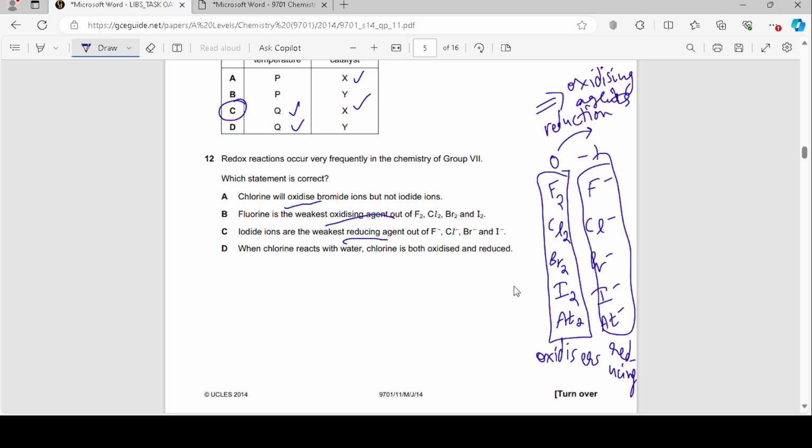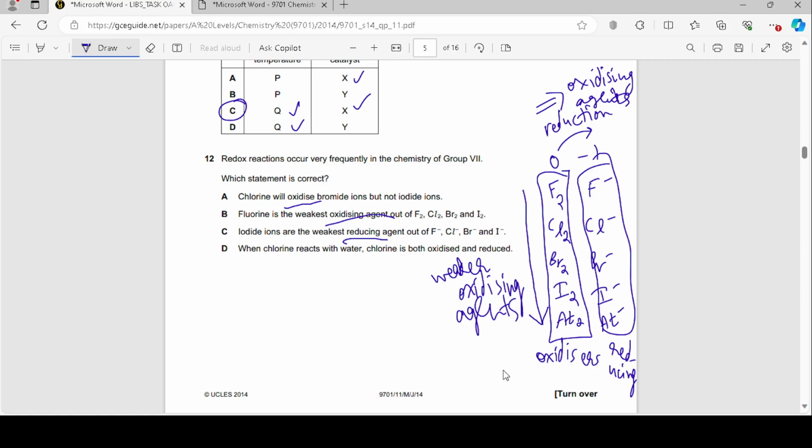So what you should know is that down this group, they become weaker oxidizing agents. In general, in group 7, when you go down it, your reactivity decreases, right? The chlorine atom is bigger, so Cl2 is less reactive in a way. So they become weaker oxidizing agents down the group.